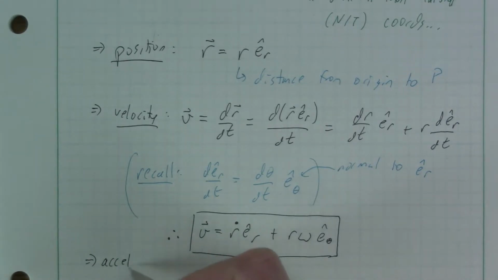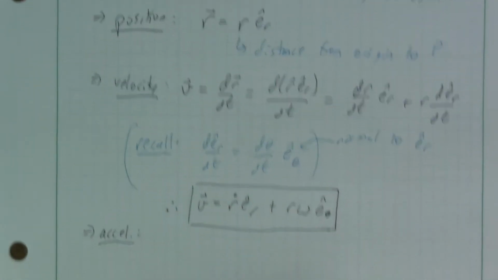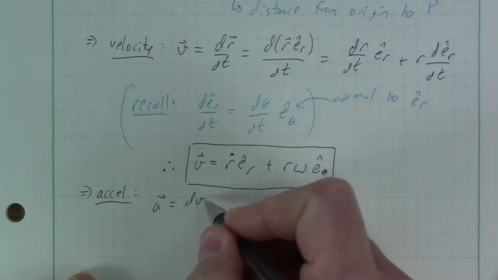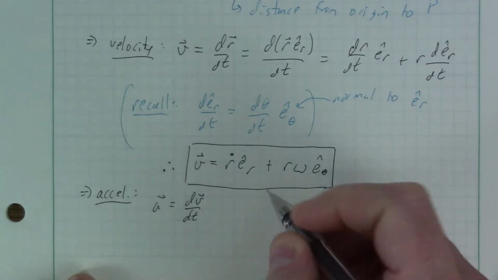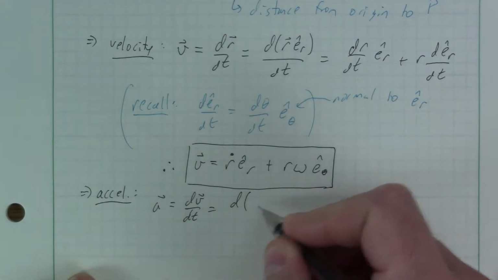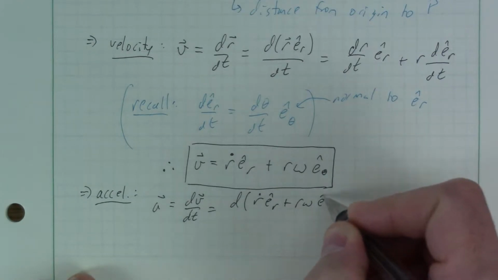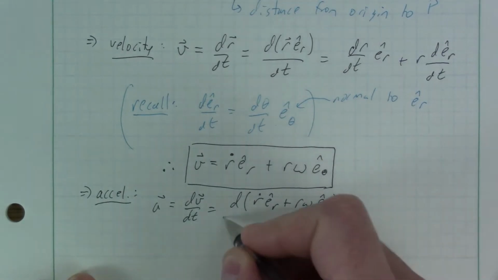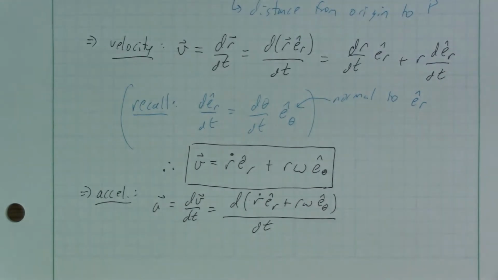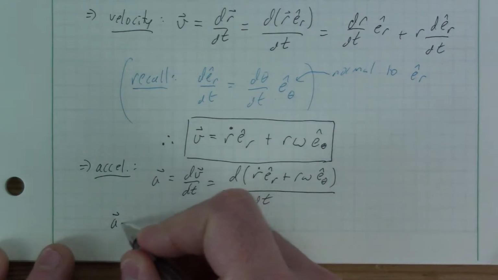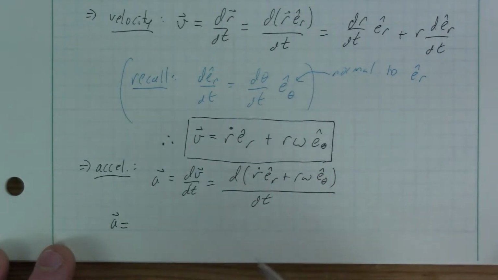Okay. Now on to acceleration. Our acceleration is the change in velocity with time. Plug in what we just found for velocity and take a derivative. This one is going to be a little bit more steps, so maybe give myself some more space down here.